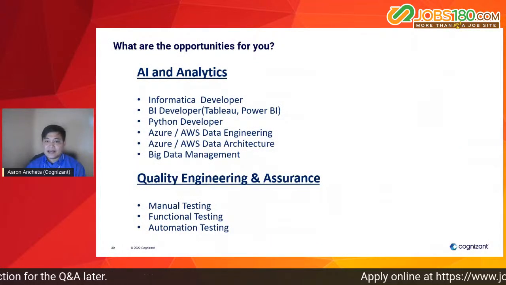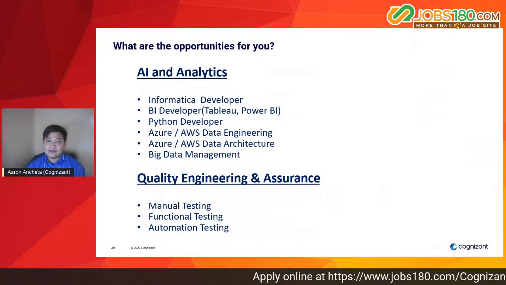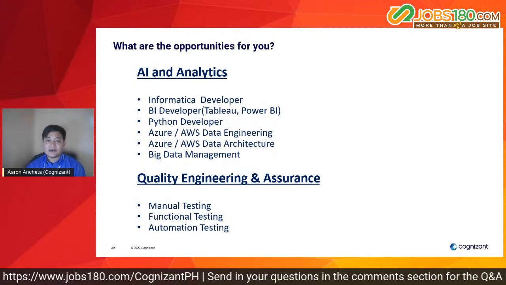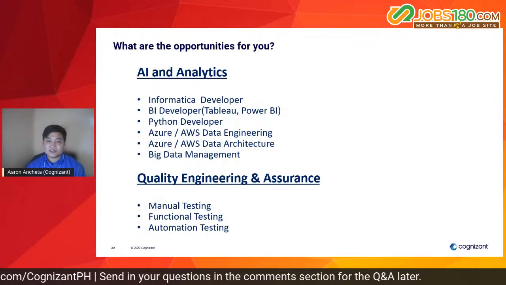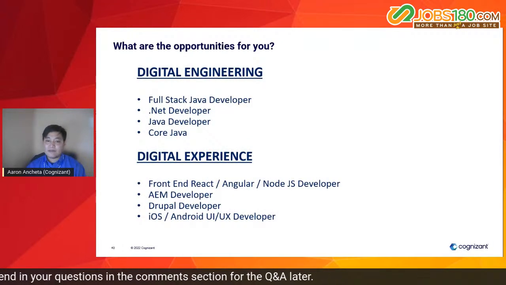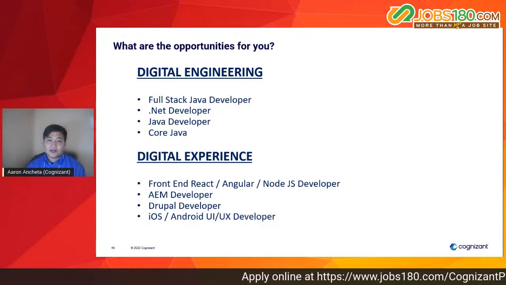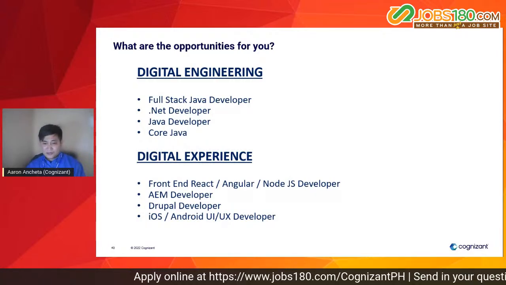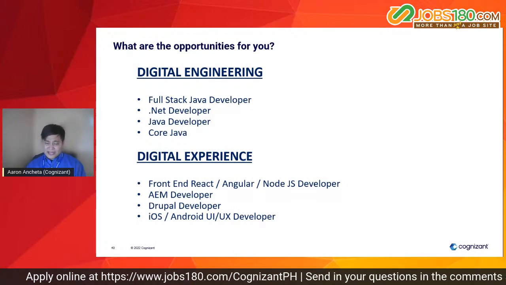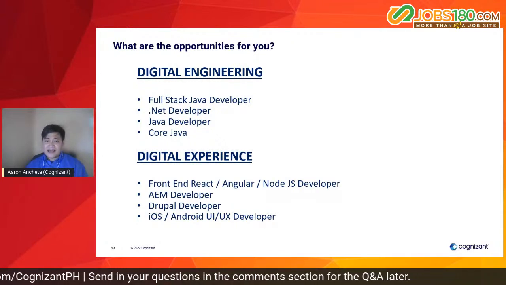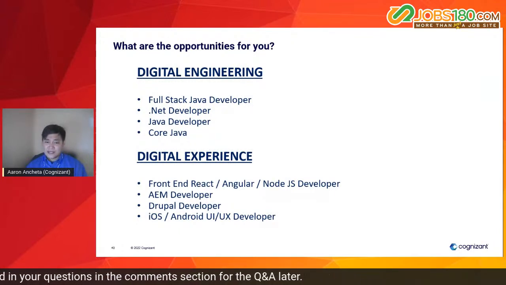So for IT, we have AI and analytics: Informatica developers, BI developers, Python developers, big data developers. For quality engineering and assurance, we have manual testers, functional testers, automation testers. For digital engineering, we have back-end developers like full stack Java developers, .NET developers, Java developers, and core Java. And for our front end side, we have openings for React JS developers, Angular JS developers, and Node JS developers. We also have mobile developers for iOS and Android.